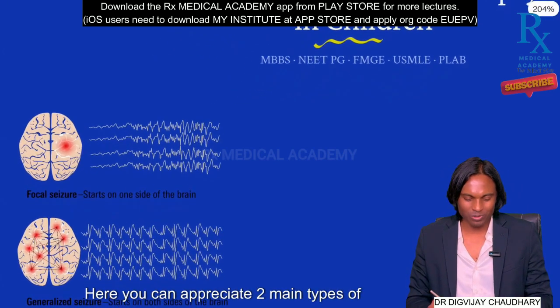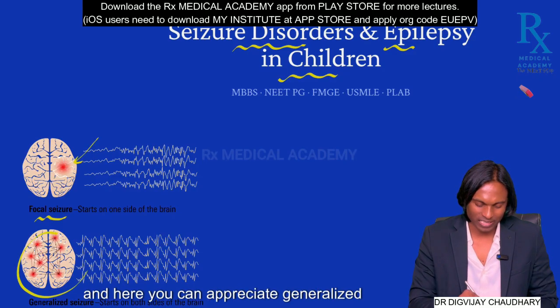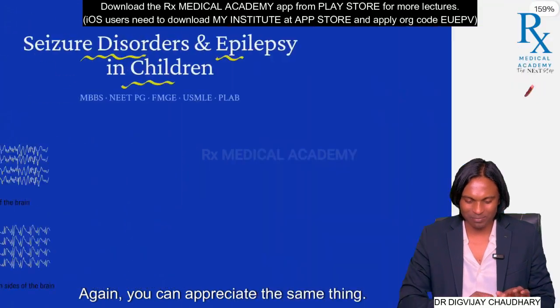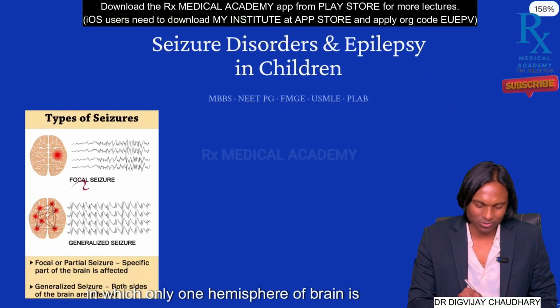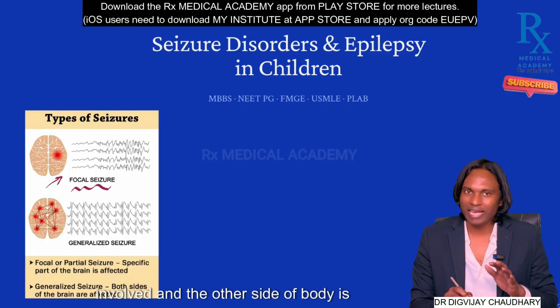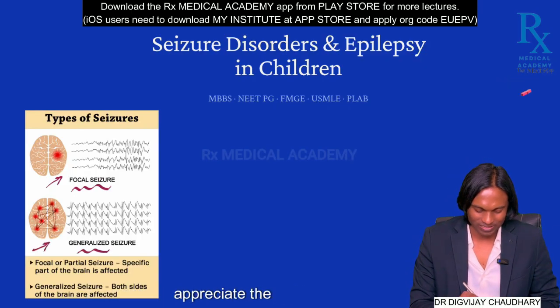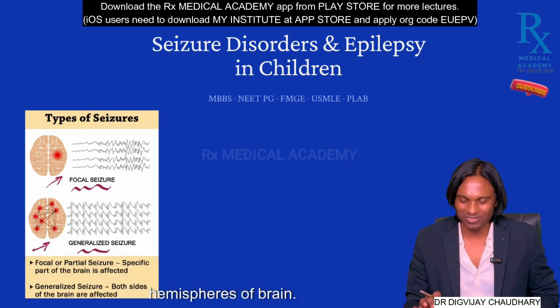Here you can appreciate two main types of seizure: focal seizure and generalized seizure. In focal seizure only one hemisphere of the brain is involved, and the other side of the body is affected. Whereas in generalized seizure you can appreciate the hyperexcitation related to both hemispheres of the brain.